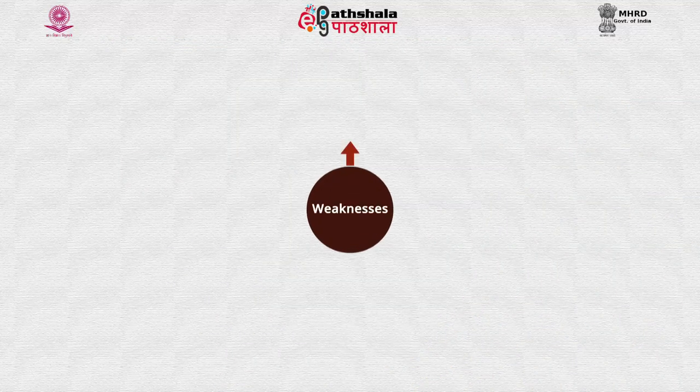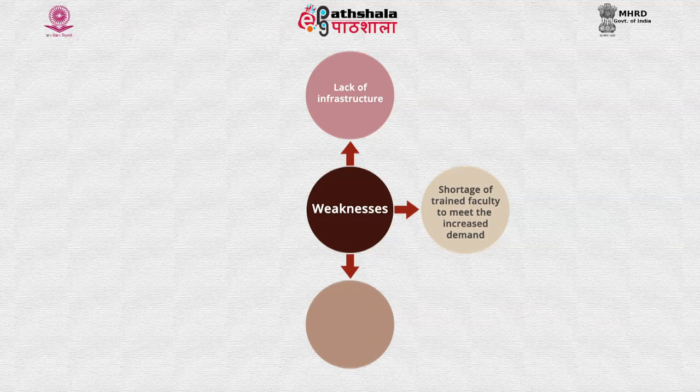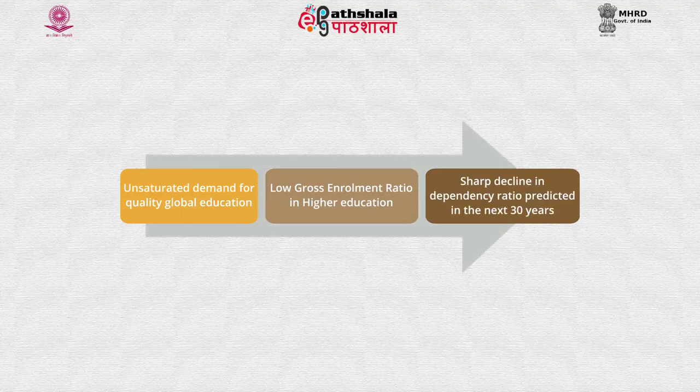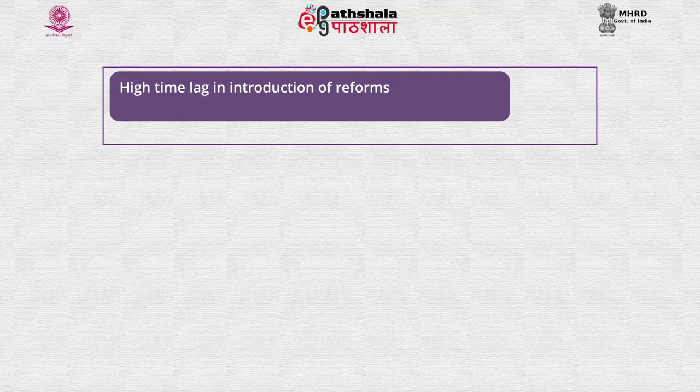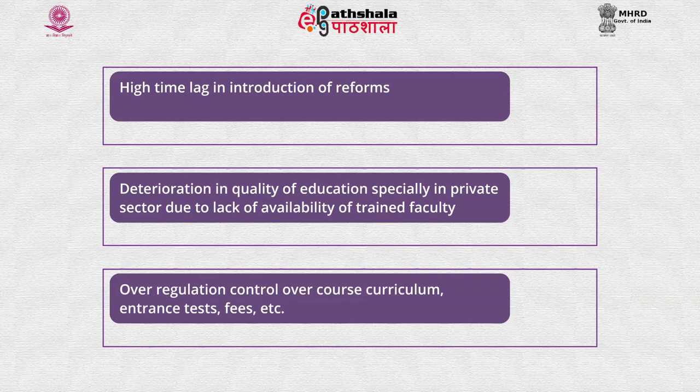There are also weaknesses. They are lack of infrastructure, shortage of trained faculty to meet the increasing demand, highly complex and unclear regulatory framework at center and state level, and also regional imbalances. The opportunities are unsaturated demand for quality global education, low gross enrollment ratio in higher education, and a sharp decline in dependency ratio predicted in the next 30 years. Finally, have a look into the threats. High time lag in introduction of reforms due to various reasons are there. Deterioration in quality of education, especially in the private sector, due to lack of availability of trained faculty, and there is over-regulation, control over course, curriculum, entrance test, fees, etc.